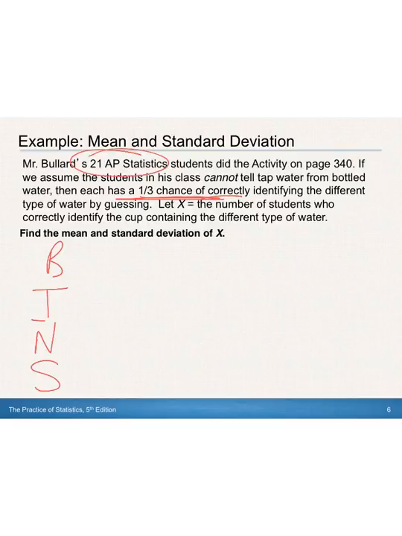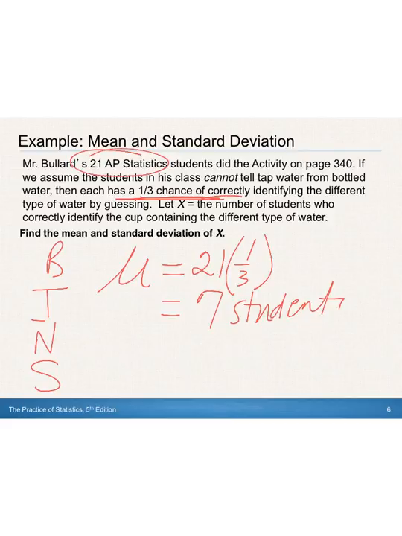So we can go ahead and use that formula that we saw on the previous slide. The average is going to be n, which is 21, times 1/3. So the average number of students who guessed correctly is 7 students. Make sure you can interpret what these averages mean. So we expect about 7 students to get it right.